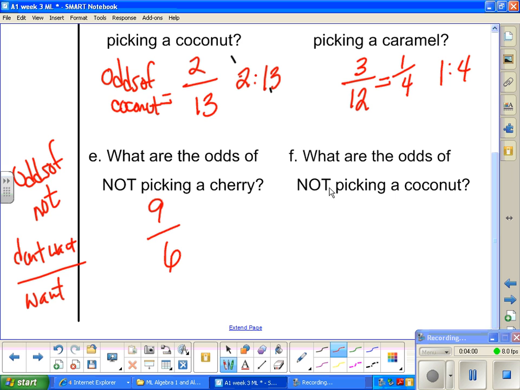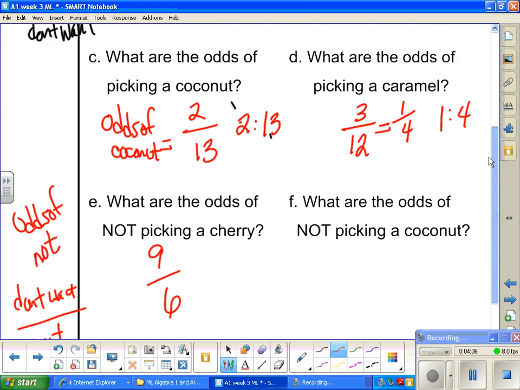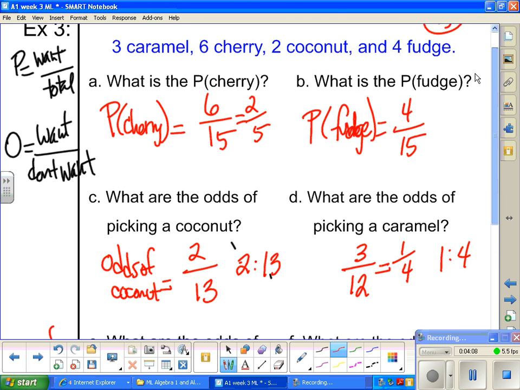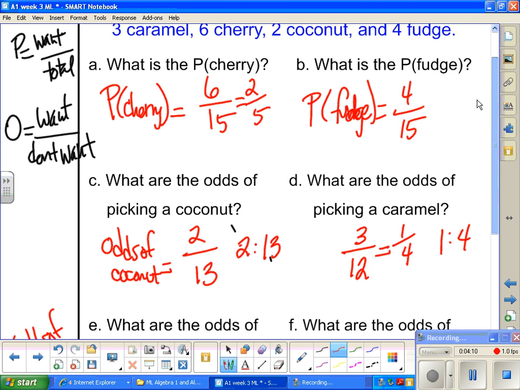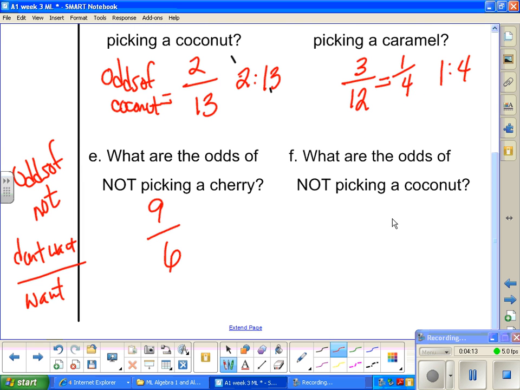The same thing for what are the odds of not picking a coconut. If there's 2 coconuts, then you're going to say 15 minus 2 is 13, so your odds are 13 over 2.